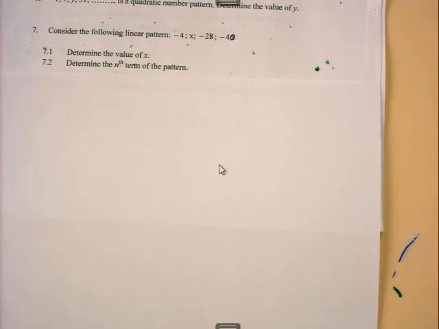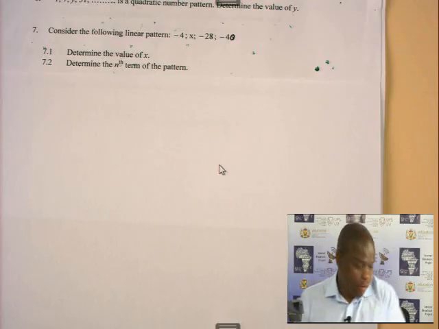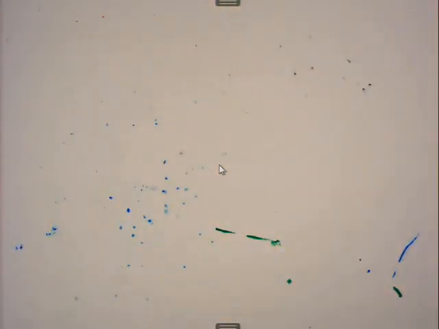So for the remaining 20 or 25 minutes, I just want to focus mainly on the quadratic number pattern. Maybe let's focus on number 9. Check number 9 there.